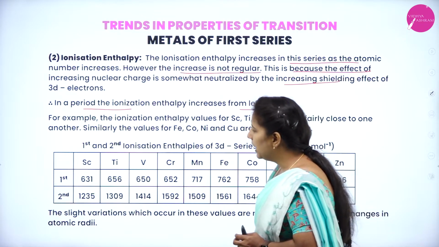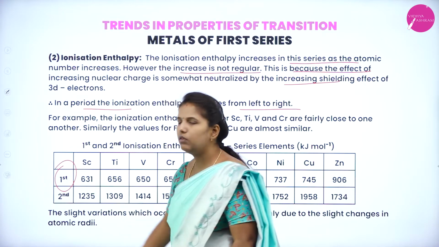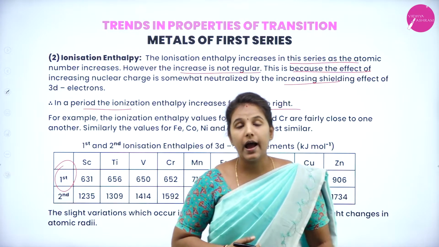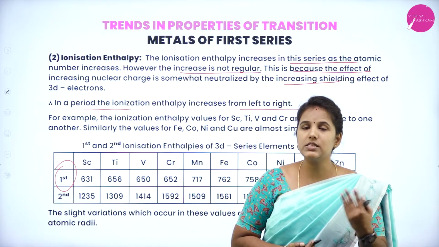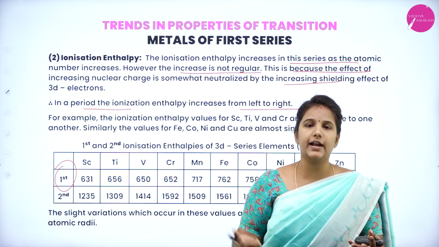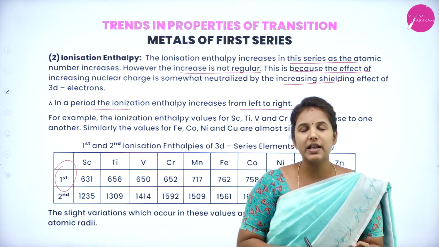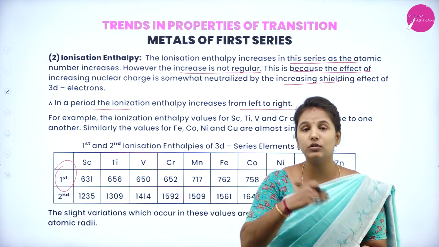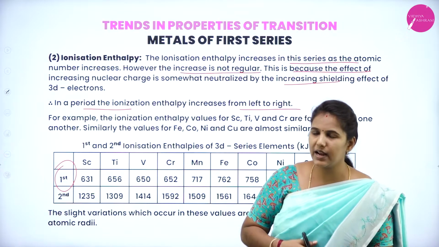You can see the first ionization energy. What is meant by first ionization energy and second ionization energy? As we have already understood, first ionization energy is nothing but the energy required to remove the first electron. Is it right? Whereas second ionization energy indicates the energy required to remove the second electron. Is it right? Yes.